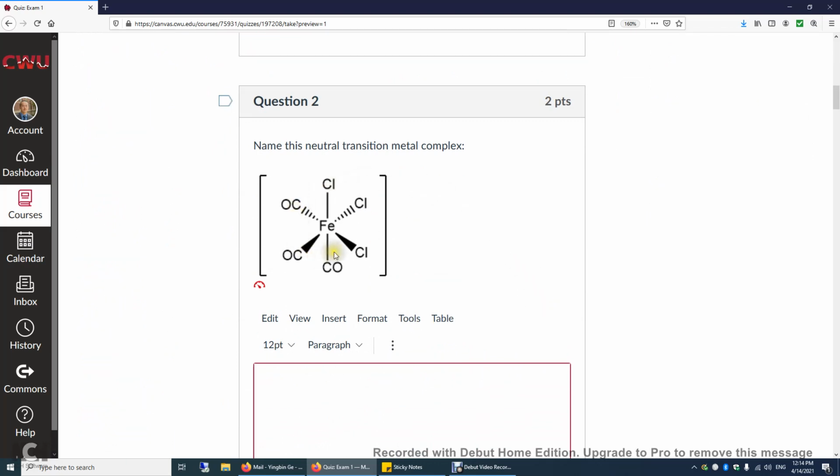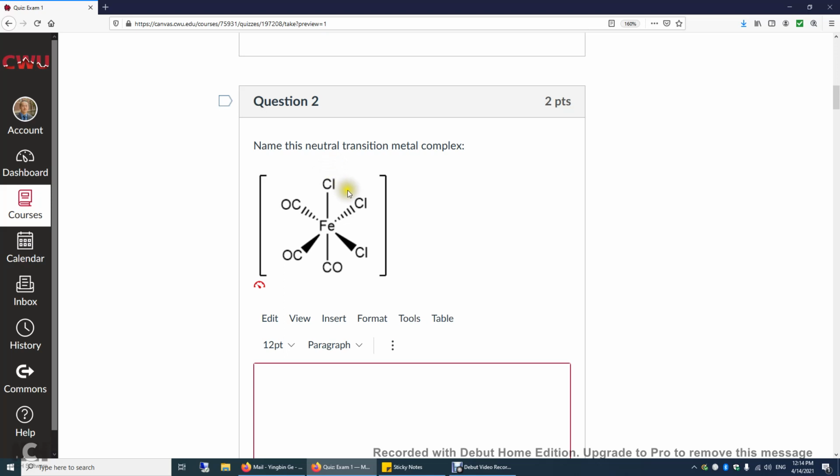First, we need to look at the ligands. There are 3 carbonyl ligands, 3 chloride ligands. In alphabetical order, it's tricarbonyl, trichloride, iron 3. The oxidation number on iron is 3 because each chlorine has a -1 charge. And overall, the complex is neutral, so this is iron 3.